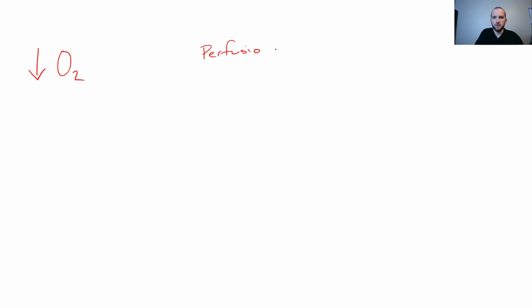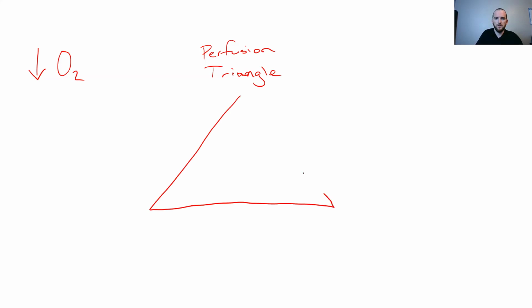So in your books, it'll usually give you what they call a perfusion triangle. The perfusion triangle is the three things that you need to be able to adequately circulate enough oxygen and nutrients throughout the body and eliminate the waste products. So we need three things. We need an appropriately functioning heart that's pumping everything well enough.